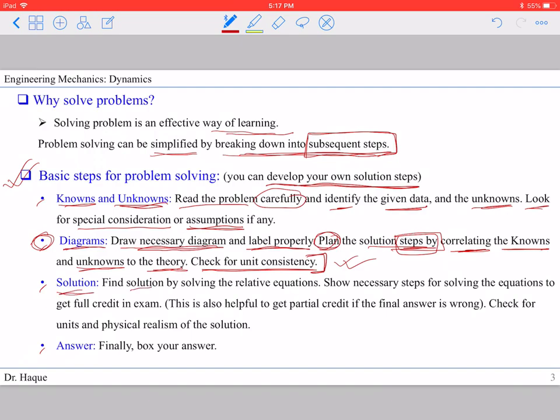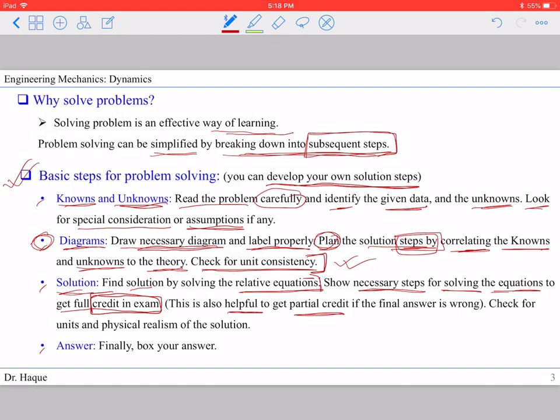So we have to find the solution by solving the relevant equations that we have identified, and while we do that, we need to show all the necessary steps for solving the problem. So do not skip a step while you're solving an equation, and it is necessary to get full credit in exams and homework. So do not skip any step in your homework or in your exam, and this is also helpful to get partial credit.